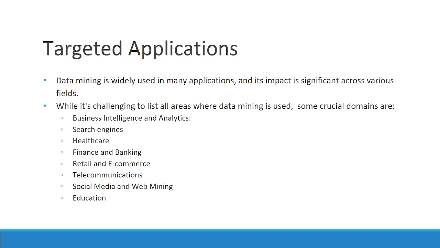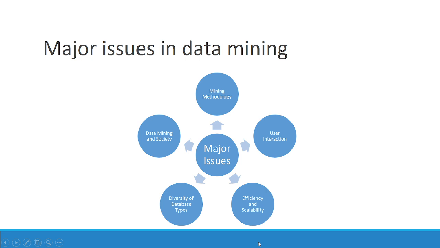So yesterday we have seen the targeted applications where data mining is used. And today we'll start with major issues in data mining. As data mining works on huge data sets and consists of multiple technologies, there are some issues present in data mining. Many of the issues are already addressed, but some still exist, and there is always a chance for improvement. So we will see these issues in data mining.